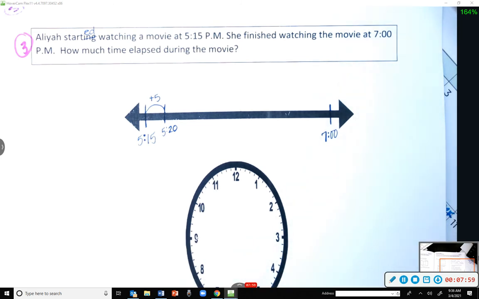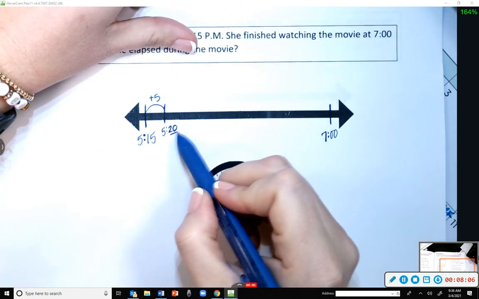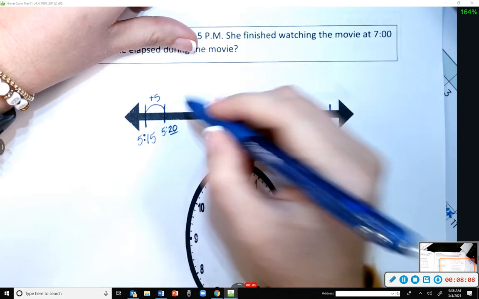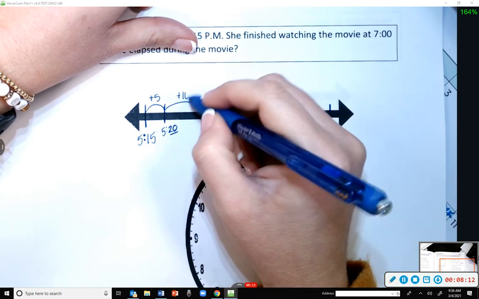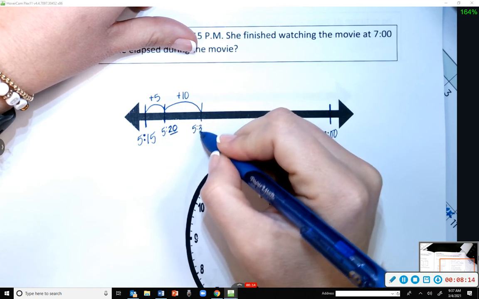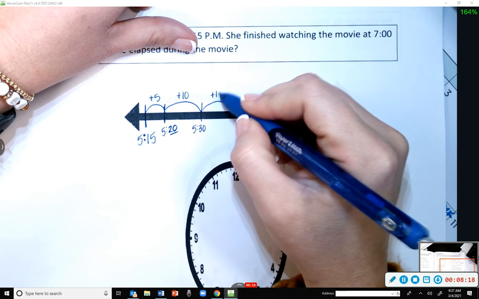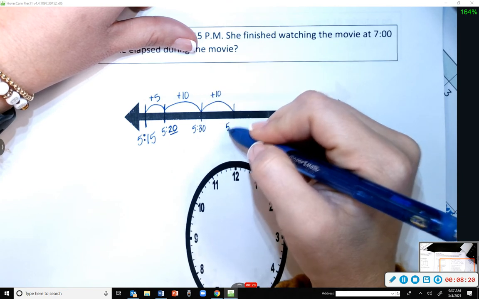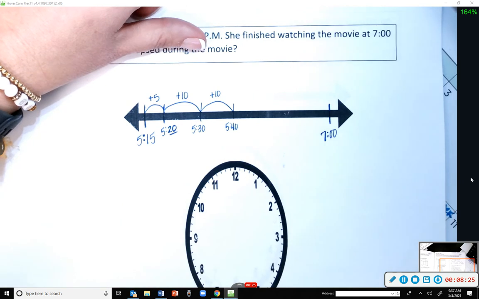Okay, so let's check and see how we did on this. So if I'm at 5:20, most of us probably just went ahead and did a 10. So plus 10 would be 5:30. Next would be 5:40 if you're still going by tens. But if it were me, I would not.